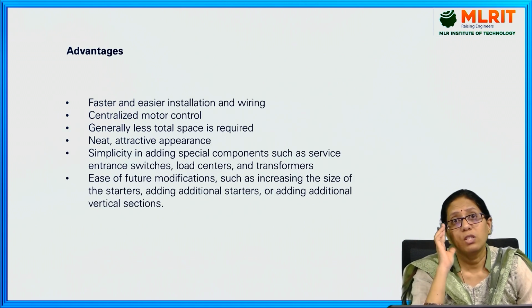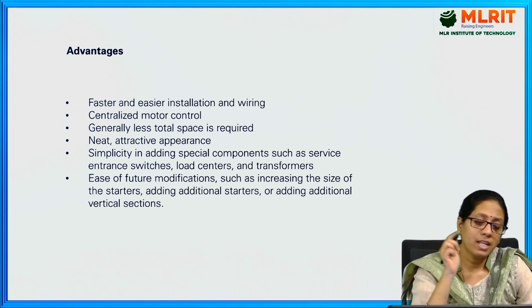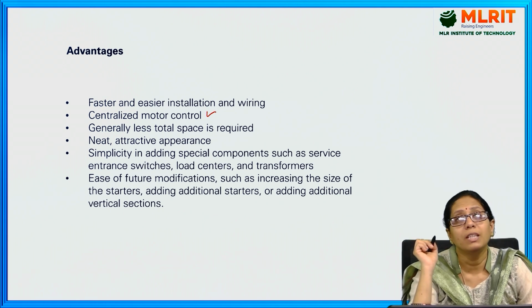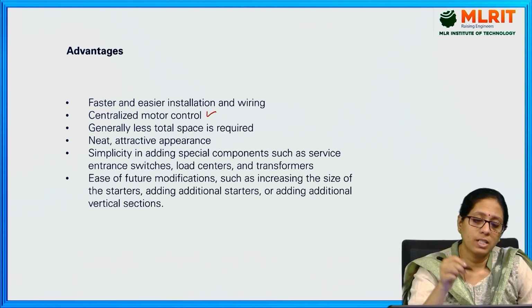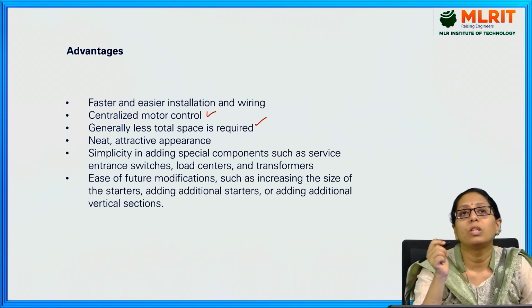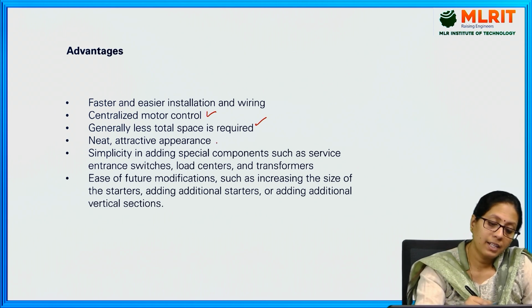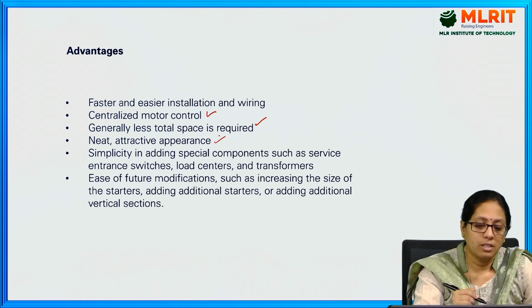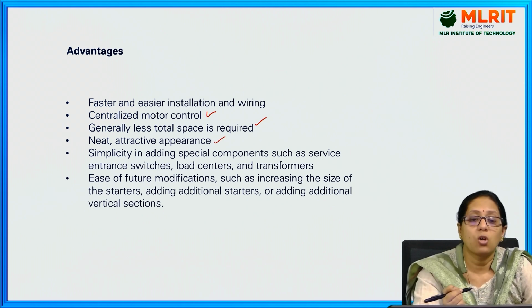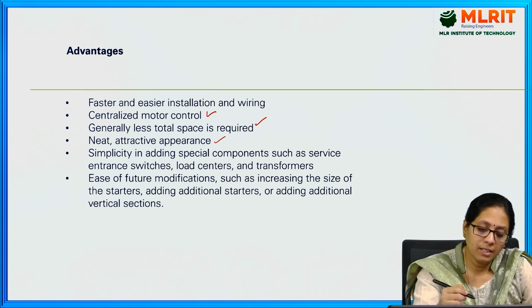What are the advantages? It is faster and easier installation as well as wiring. Centralized motor control can be done because all the motors are connected to a single panel, and generally less total space is required. The controlling is done from a single panel, so the space is also reduced, and the appearance is also good, because all the control panels are placed at a single place.